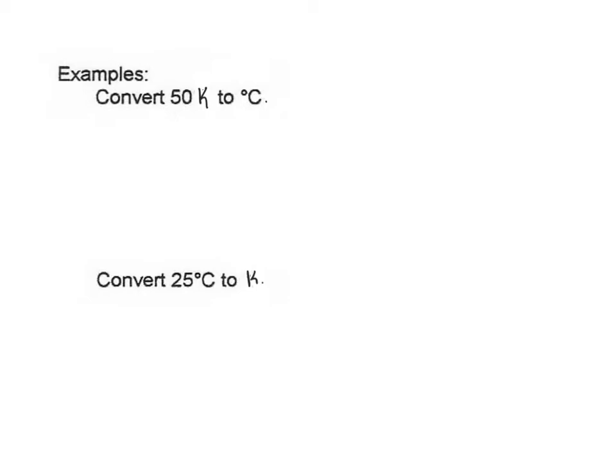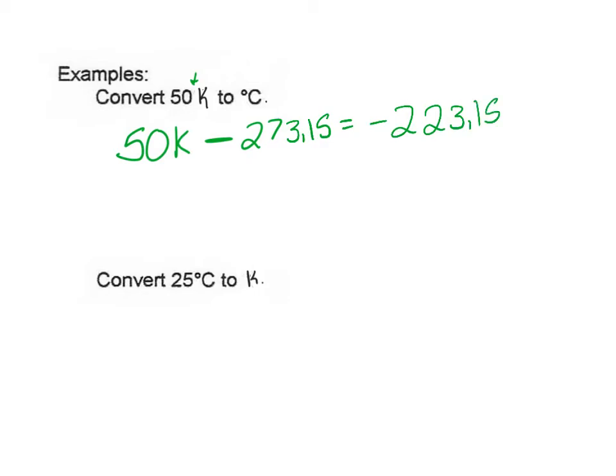Let's start by converting 50 Kelvin to degrees Celsius. We're starting in Kelvin. Notice that there is no degree symbol on the Kelvin. That's the common terminology. We don't put a degree symbol on Kelvin. So we start with our 50, and we're going to go to a smaller number, so we're going to subtract 273.15, which is equal to negative 223.15 degrees Celsius. Notice that negative numbers are okay for Celsius temperatures.